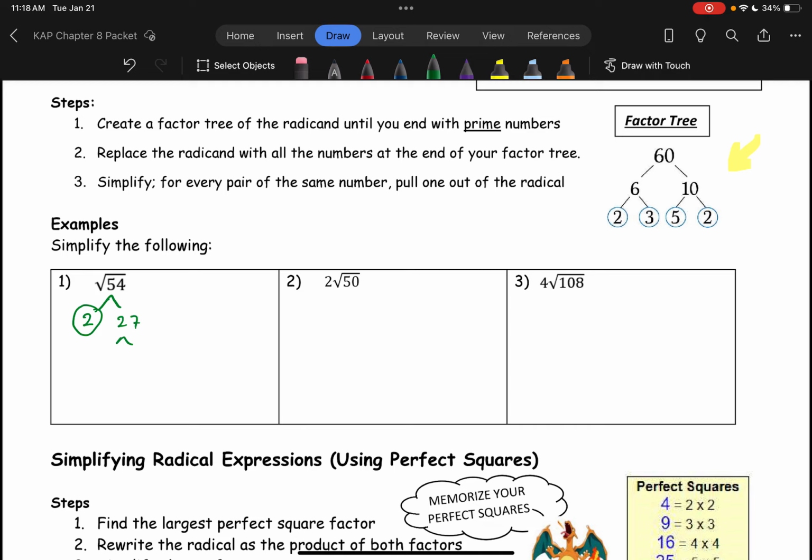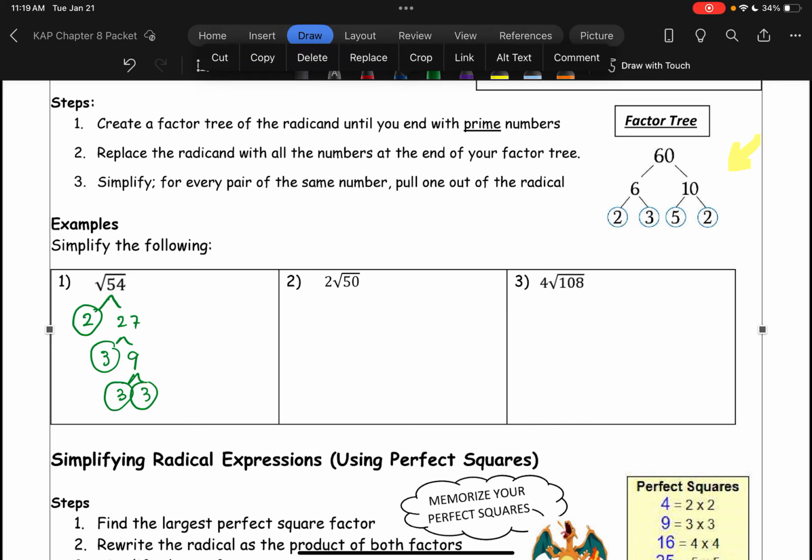27 can be broken down into 3 times 9. 3 is prime, so I can circle that one. And then 9 gets broken down into 3 times 3. And so we've broken down all of our branches until we ended with prime numbers. And I know that I'm done because if I were to try to break down this 3, the only thing that multiplies to give me 3 is 1 times 3. 1's prime, but then I'd keep going with the 1 times 3. I'd be going on forever, essentially, right? So you stop when you get to prime numbers. Remember that prime numbers are numbers that can only be divided by 1 and itself.